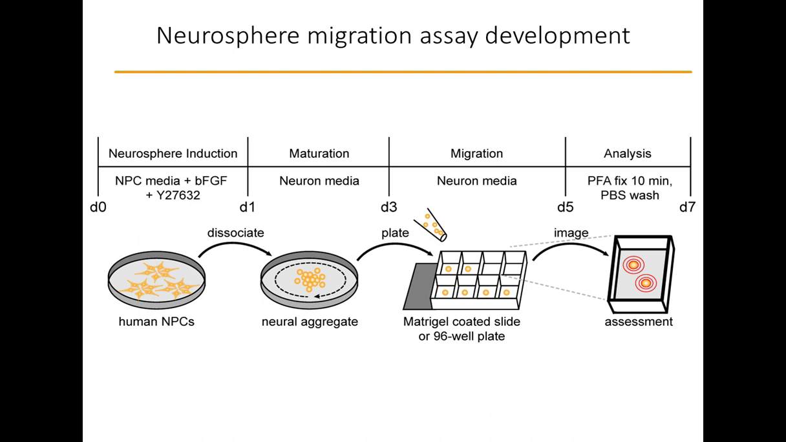So to assess migration, we modified a traditional neurosphere assay protocol. The way the protocol works is you dissociate adherent NPCs to create neurospheres. We then remove the FGF to induce differentiation. 2 days later, we can place the neurospheres on PLO laminin or matrigel-coated plates or slides, and then 2 days after plating, we can assess the distance that the neuronal cell bodies migrate away from the edge of the neurosphere to quantify neuronal migration.